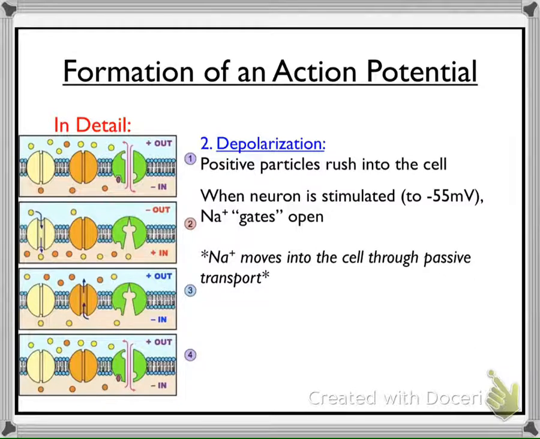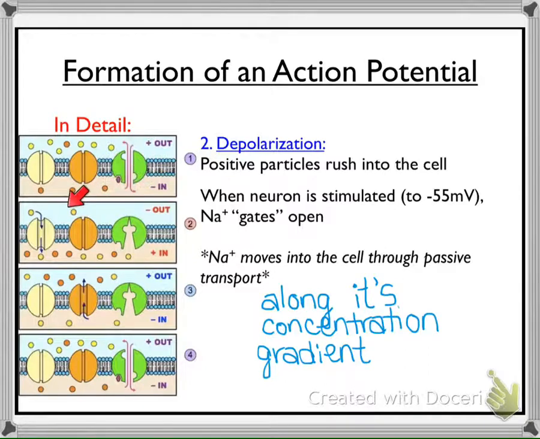And when that sodium rushes into the cell, it's going to do it through passive transport. That means it does not require energy. And this is because the sodium wants to move into the cell along its concentration gradient. So here we have the open sodium gate after a nerve is stimulated, and we can see our sodium ions rushing into the cell, making the inside of the cell more positive.